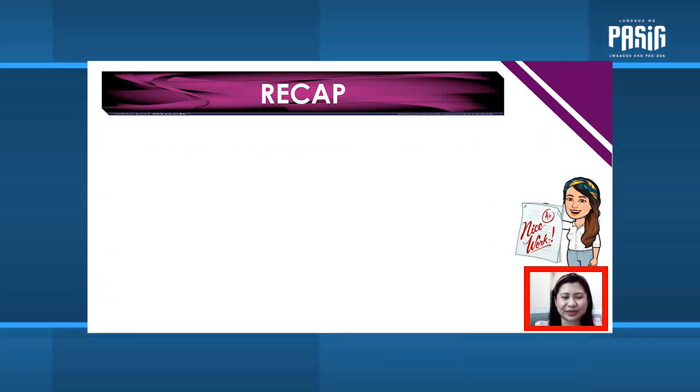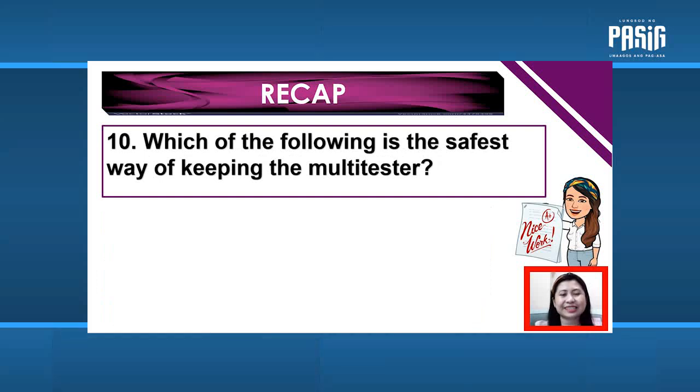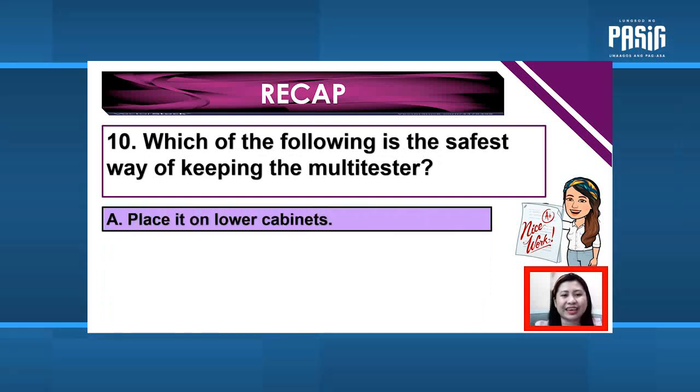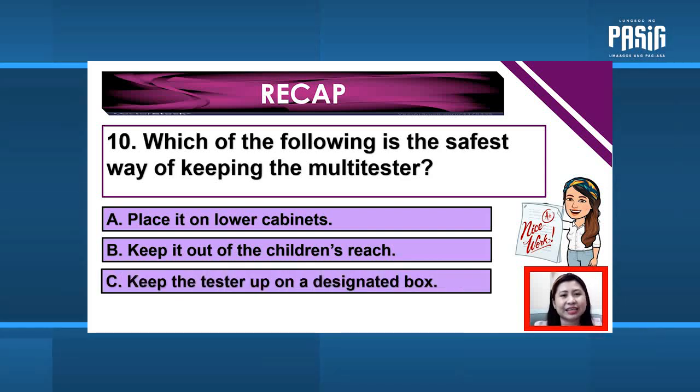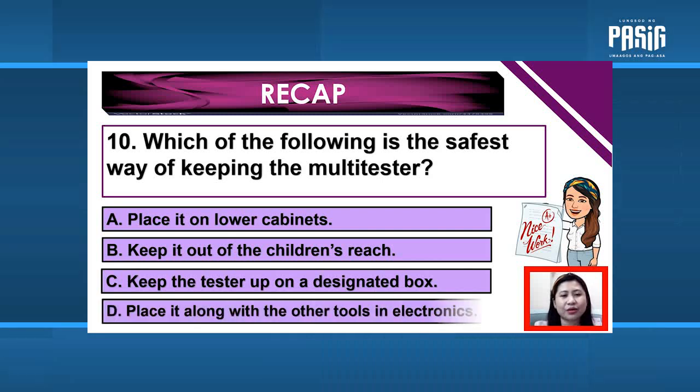And last number, which of the following is the safest way of keeping the multi-tester? A. Place it on lower cabinets. B. Keep it out of the children's reach. C. Keep the tester up on a designated box. Or D. Place it along the other tools in electronics.